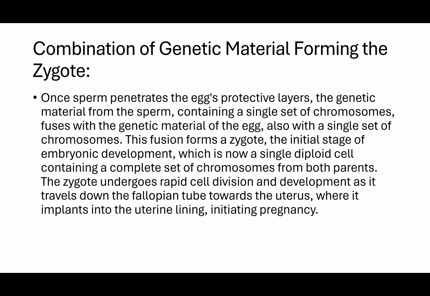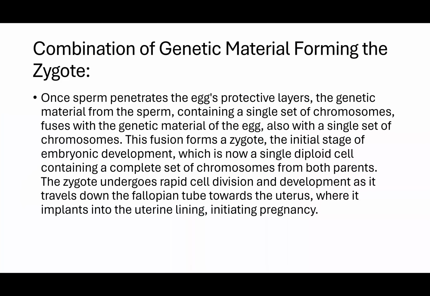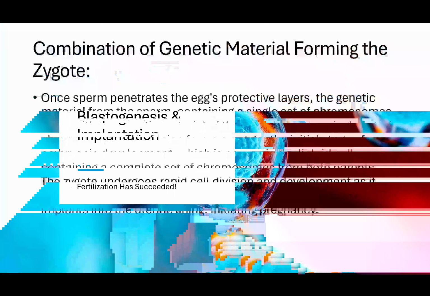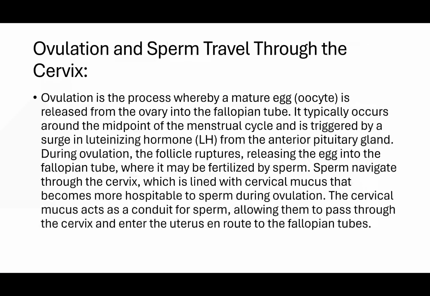The zygote undergoes rapid cell division and development as it travels down the fallopian tube towards the uterus, where it implants into the uterine lining, initiating pregnancy. So let's look at what's happening now. We look at fertilization there. We spoke about the travelling throughout the entire process, what happened at every single stage, and that fertilization has now occurred. We know our zygotes. Now, when we look at blastogenesis and implantation, we're going to look at what happens after fertilization. Are there any questions or concerns with anything I discussed here?